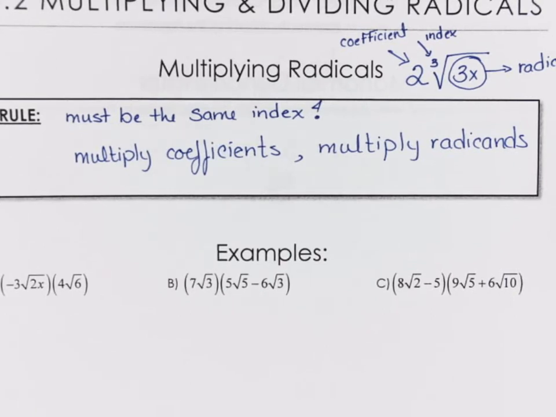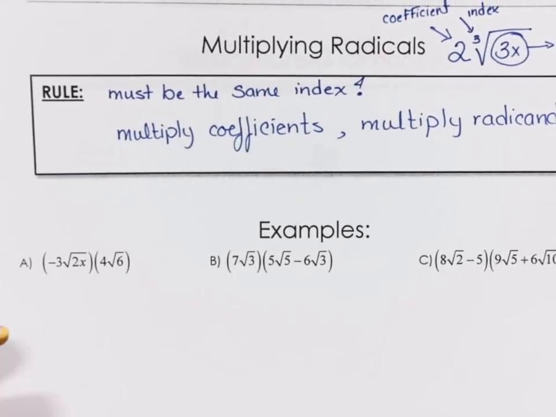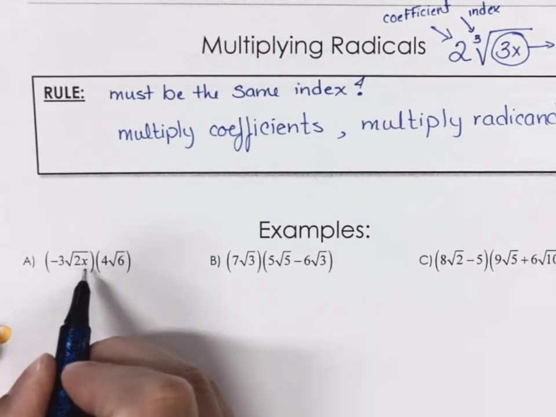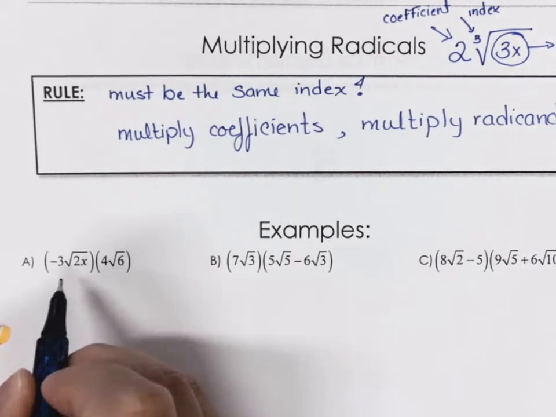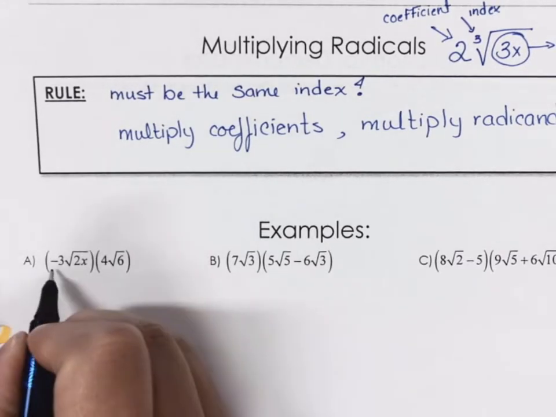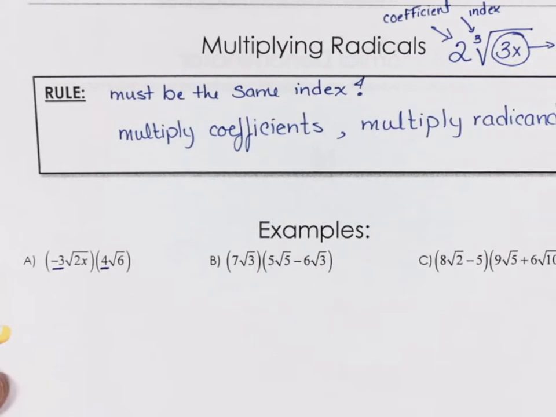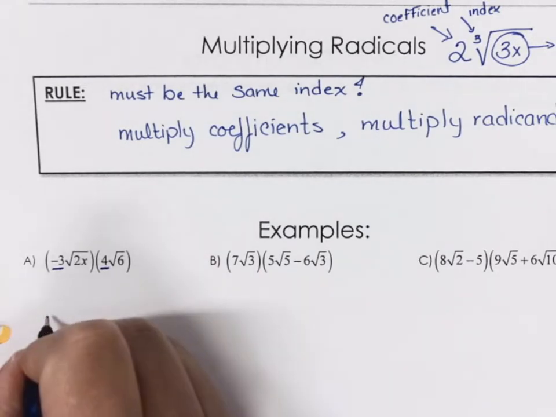Okay, so example number 1 there. So I check to see they're both square roots, so I can go ahead and multiply those, nice and easy. I'm going to be honest with you, I don't think I'll ever give you a trick question where they're not the same root. I want to see that you can multiply properly. So first thing, I'm going to multiply the coefficients. So what's negative 3 times negative 4, or positive 4?